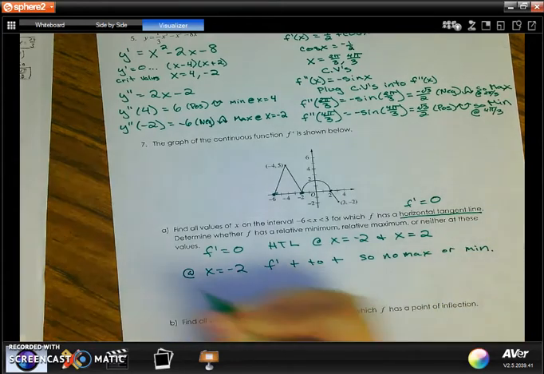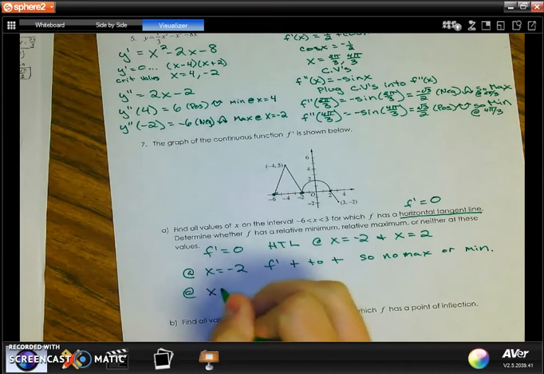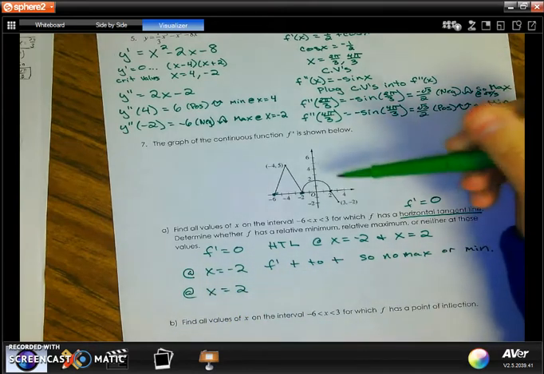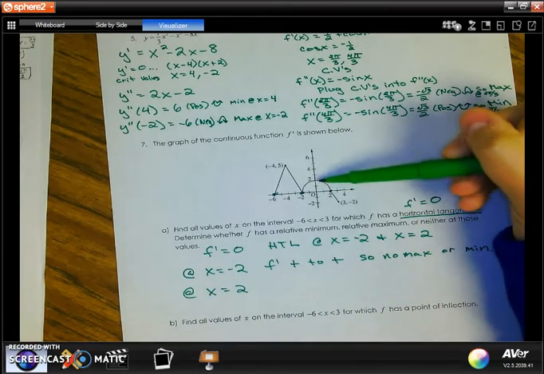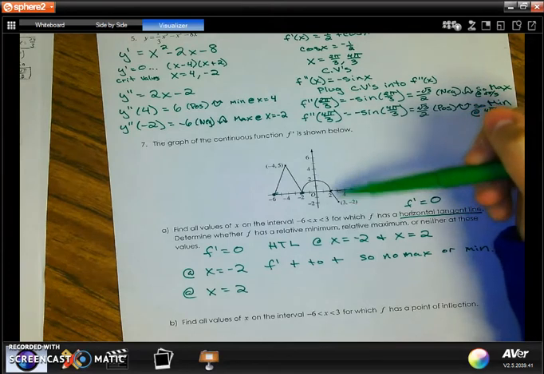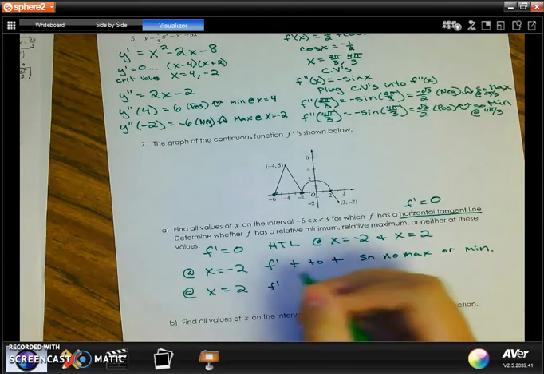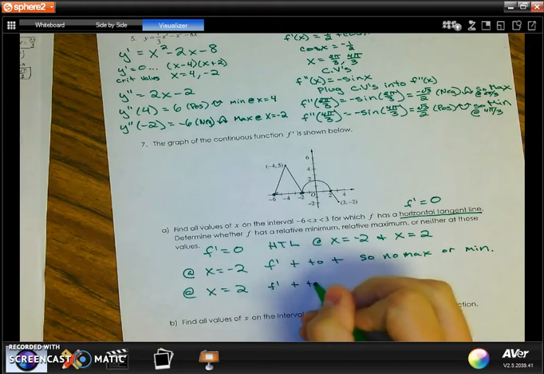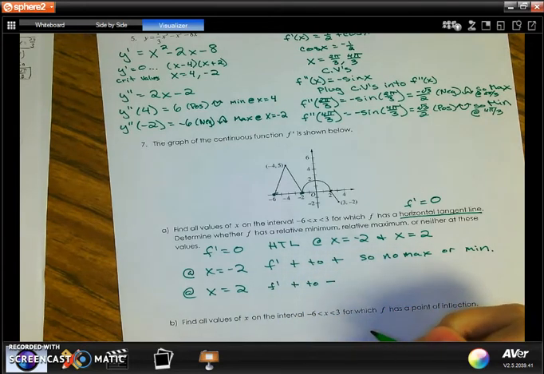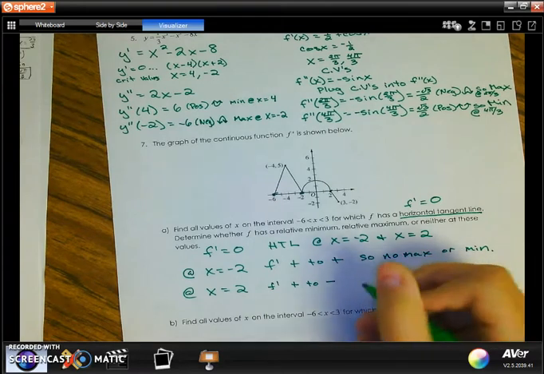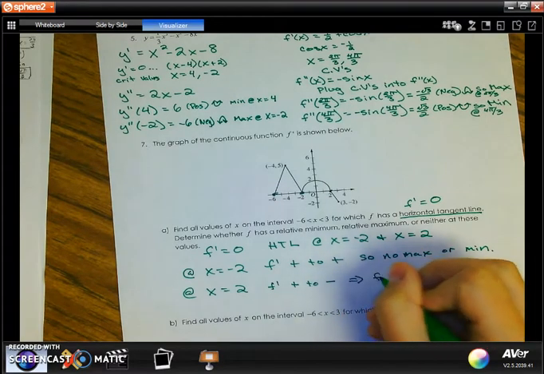Okay, so I don't need to worry about that one. Now let's examine what's going on at x equals +2. At x equals +2, the derivative goes from positive to negative. The derivative goes from positive to negative. So that tells you that there's going to be a maximum.